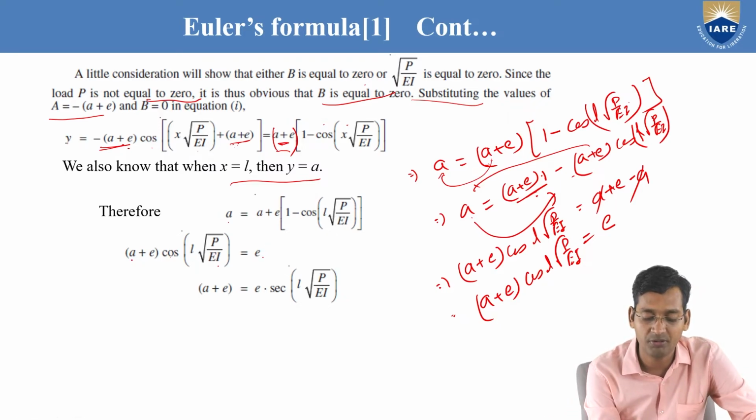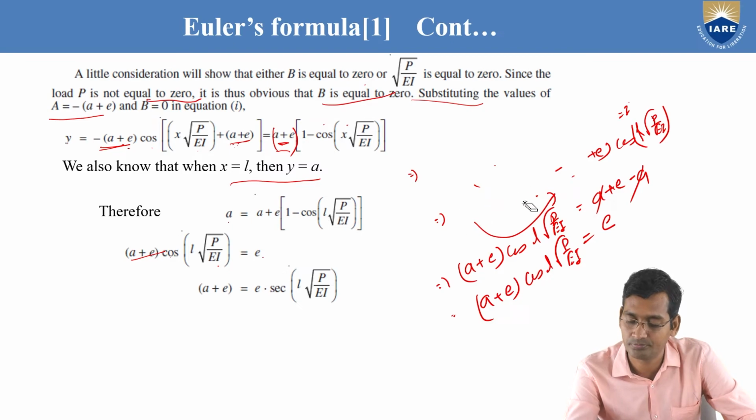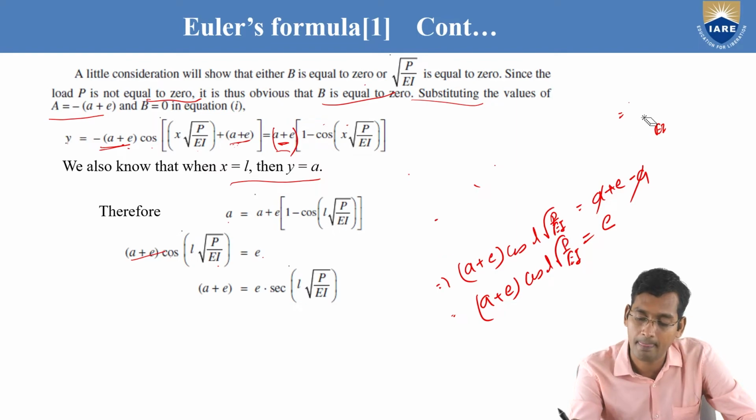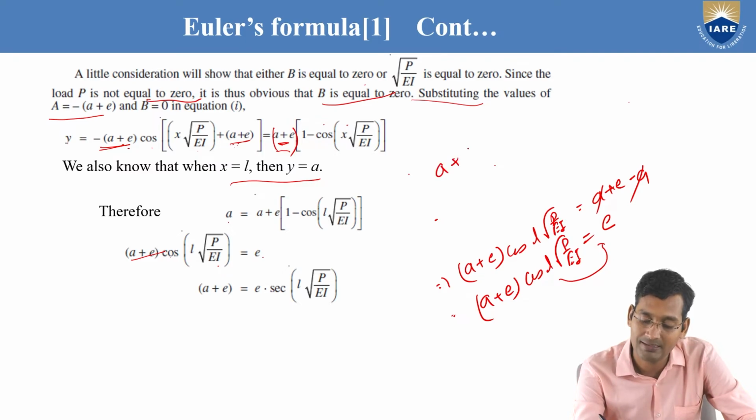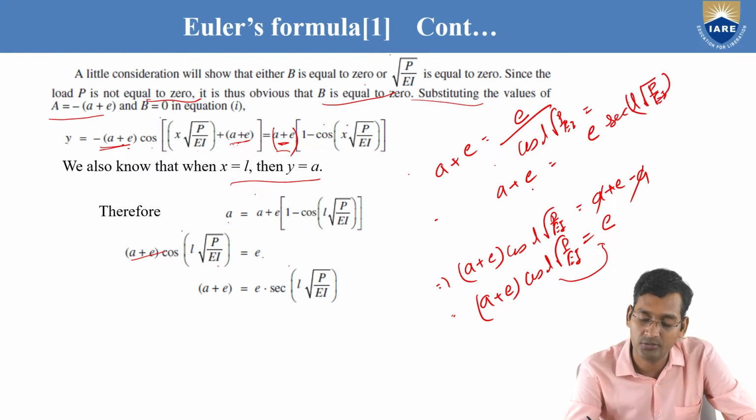So now from here, A plus E will be equal to, we just divide by this term, E divided by cos L root P by EI. So we can write A plus E equals E times 1 by cos, which is secant, so secant L root P by EI.